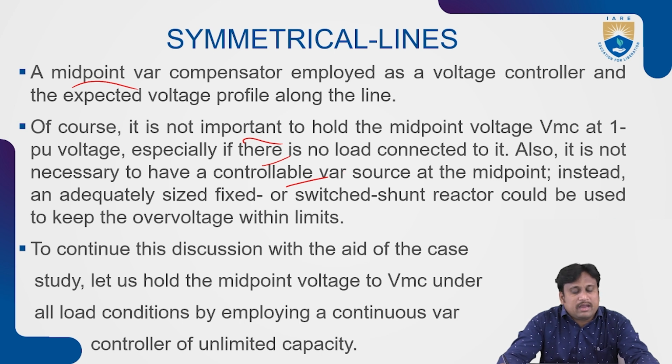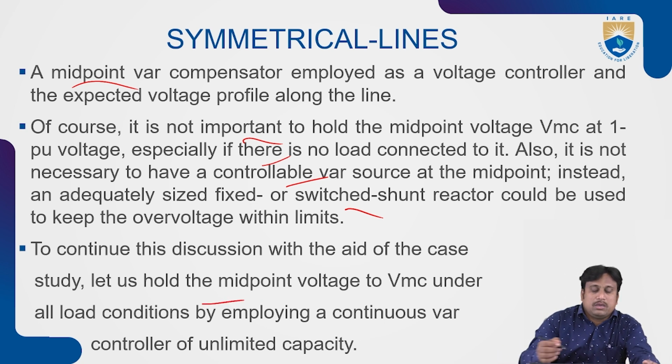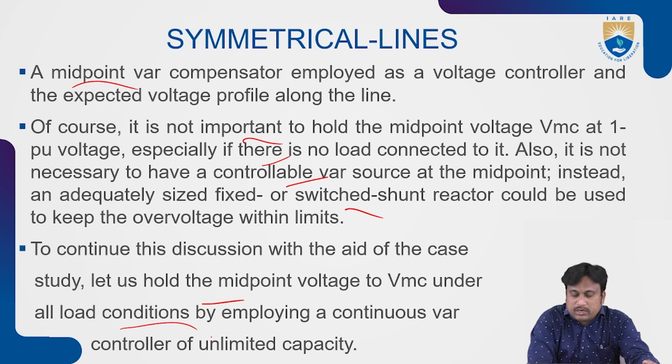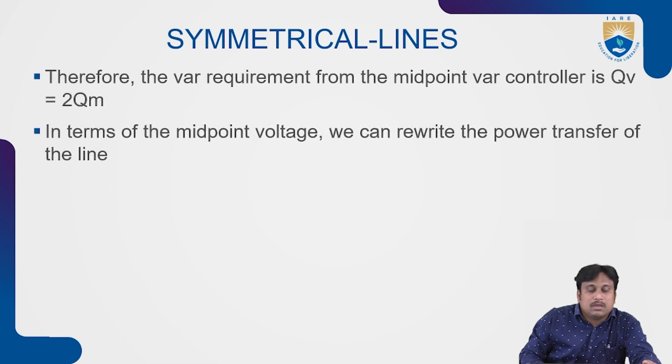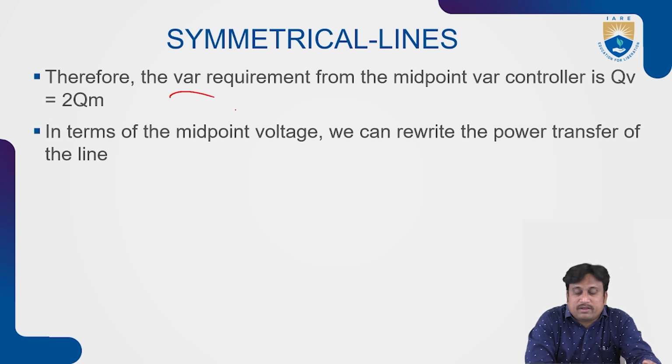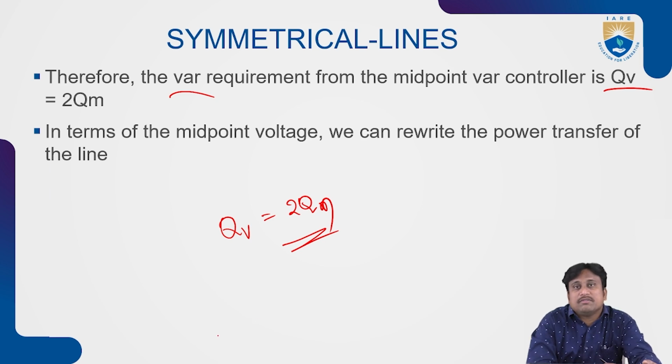Instead, adequately sized fixed or switched shunt reactors could be used to keep the voltage within the limits. To continue this process with the aid of the case study, we should hold the midpoint voltage at all load conditions by employing a continuous reactive controller of unlimited capacity. This must be treated while considering all these conditions. So here the reactive volt-amp requirement from the midpoint, with the controller, is QV, which is 2 QM. In terms of the midpoint voltage, we can rewrite the power transfer of the line.